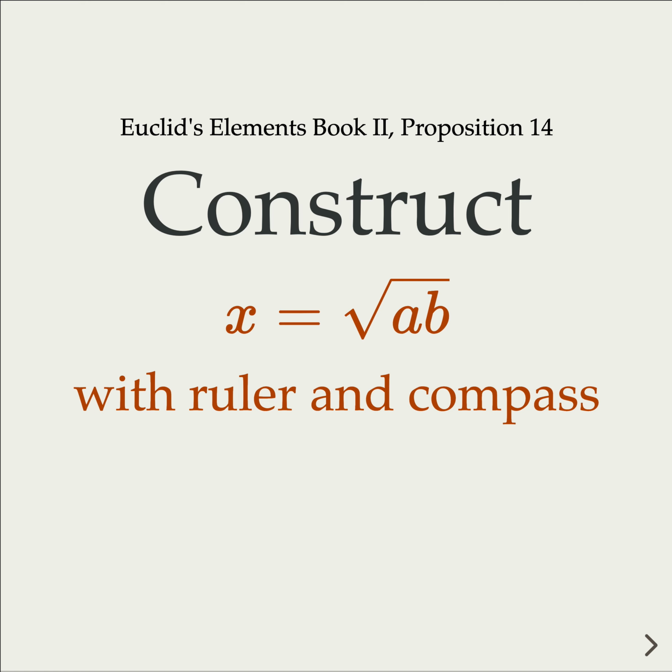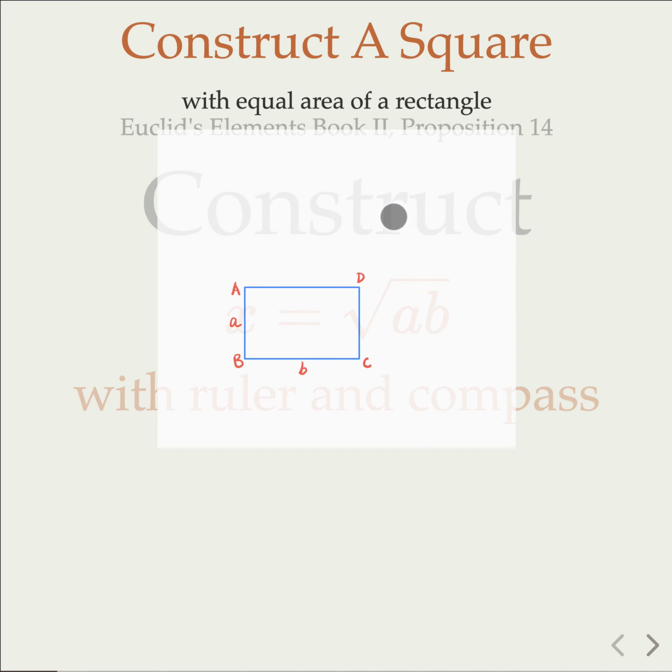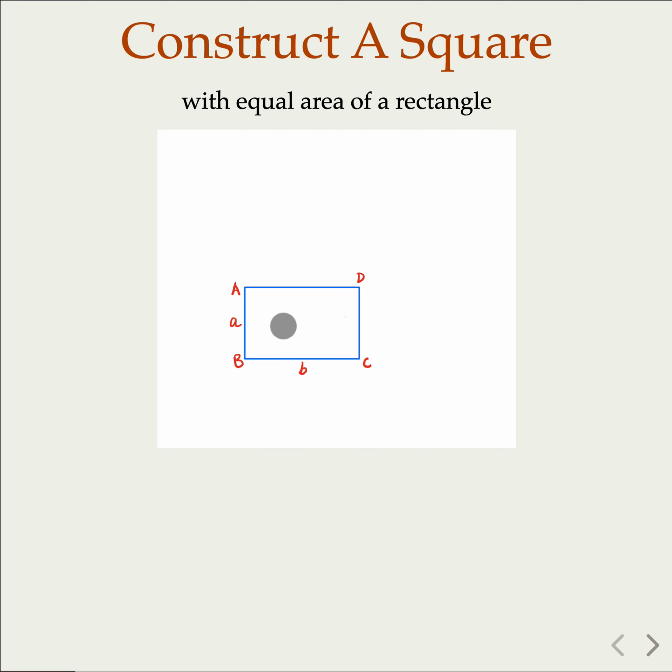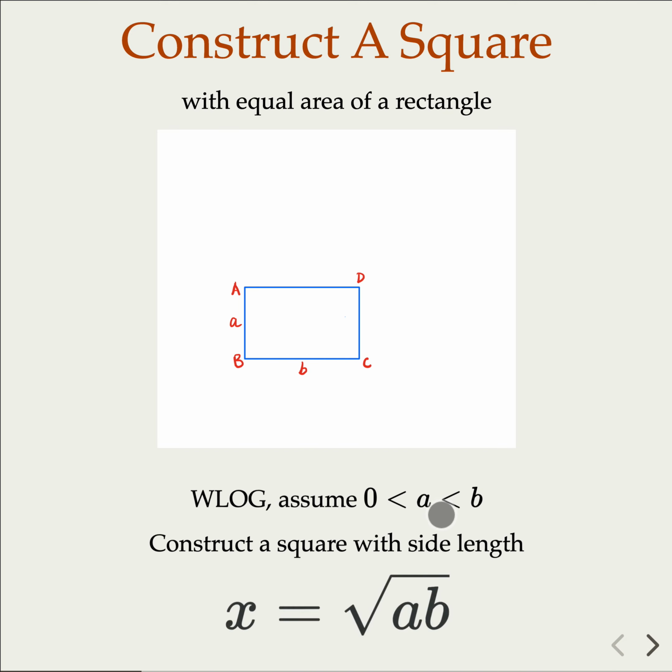Today we're going to look at how to use a ruler and compass to construct a square root, or per Euclid's Elements Book 2, Proposition 14, how to construct a square so that its area is equal to a given rectangle here. So here A is the side length smaller than B, the other side length. We need a square whose side length is going to be the square root of AB. Now we're going to do all the steps with ruler and compass.